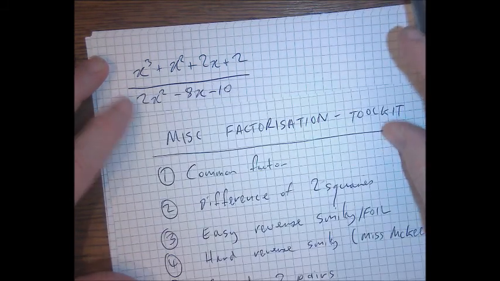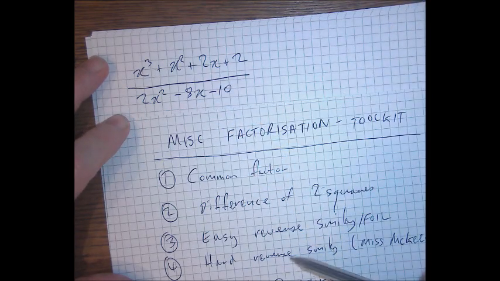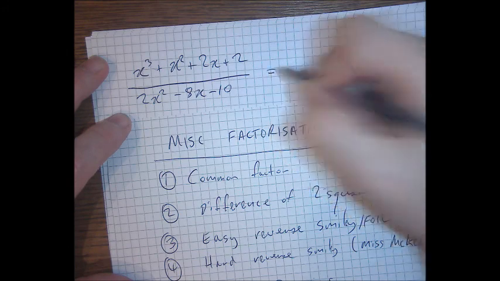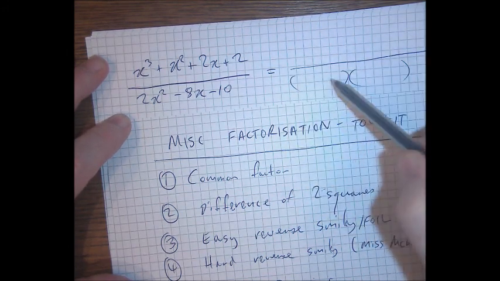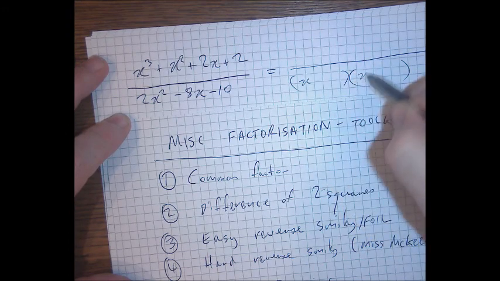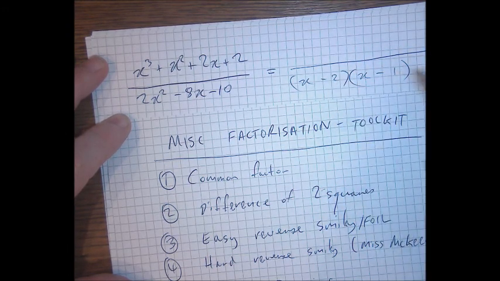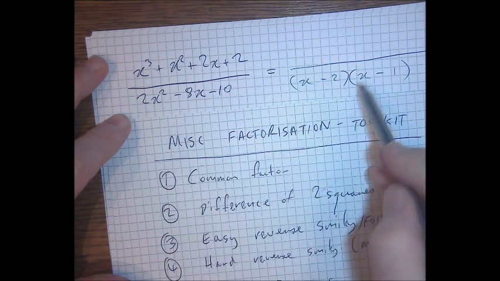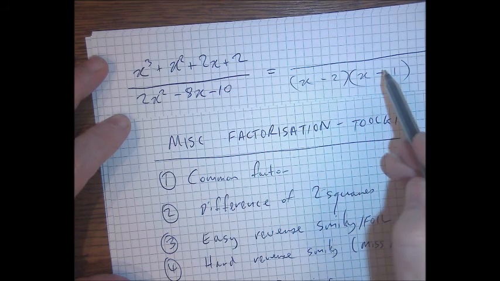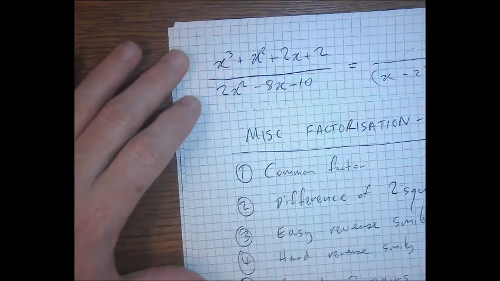Okay. Now, what about the bottom? Well, that is a hard reverse smiley. A hard reverse smiley is when you suspect that it's going to end up just being brackets like this with something like that. I mean, this is just an example. What makes it hard is that that's a 2, which means there's more combinations to muck around with in these brackets. So anyway, let's work on the top.